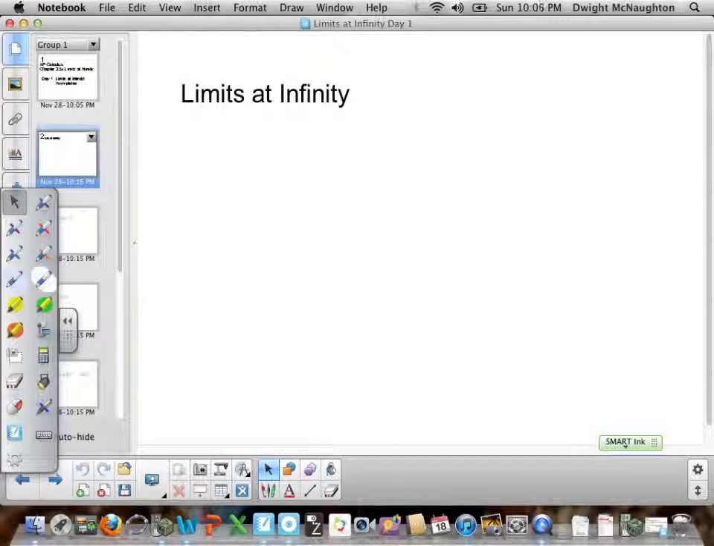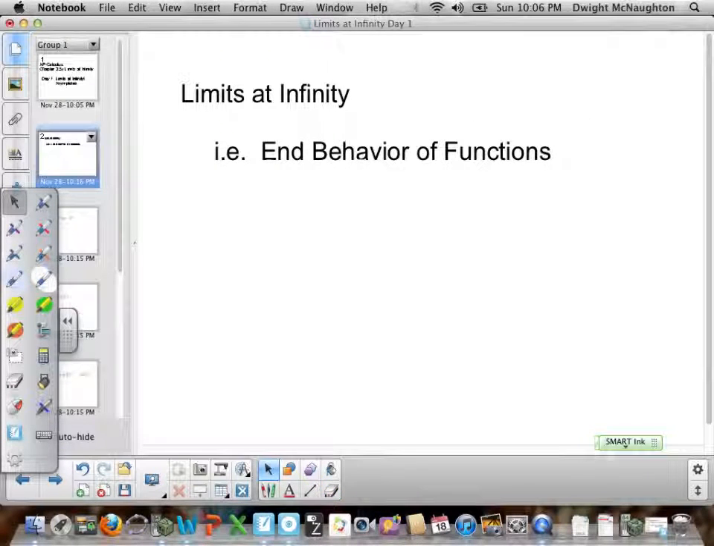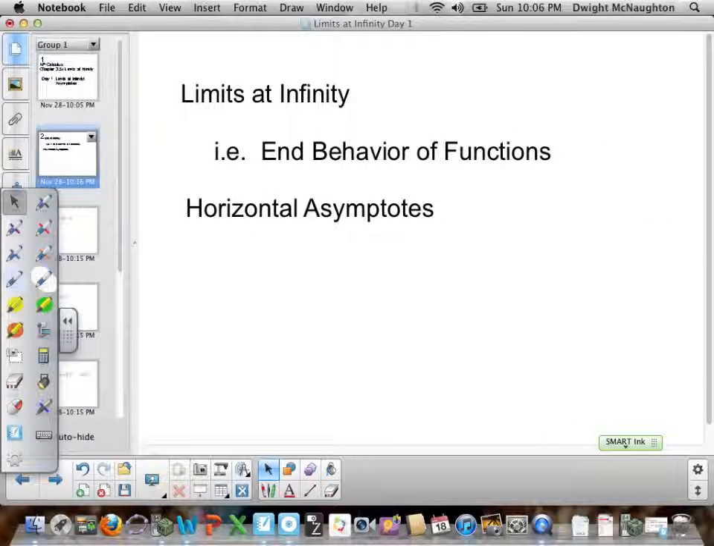First off, what do we mean by limits at infinity? Basically, we're looking at the end behavior of a function. What happens at the extremely high x values or the extremely low x values? Right? And what we're looking at for end behavior ends up being the horizontal asymptotes. What is happening at the very extremes of the graph is the horizontal asymptote.